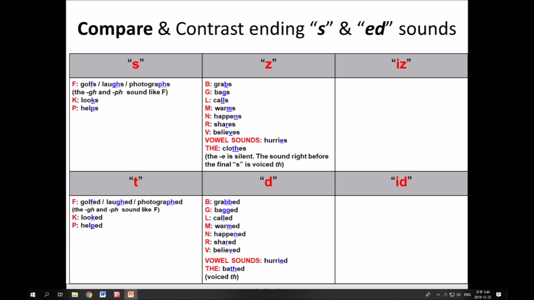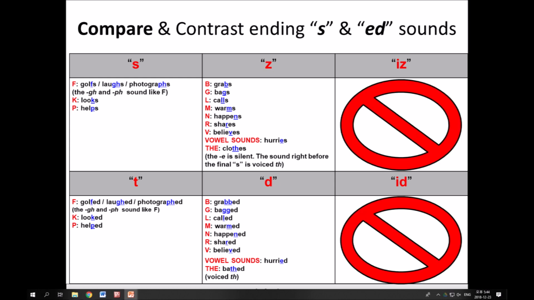All right, so these are basically the same, z sound and d sound. If the consonant that comes right before the ending sound is b, g, l, m, n, r, v, vowel sounds or voiced th sounds, then it is pronounced with a z in the present form and a d in the past form. Okay, and you'll notice right away when you're comparing that there are no similarities in any of the regular verbs with the iz pronunciation or the id pronunciation.